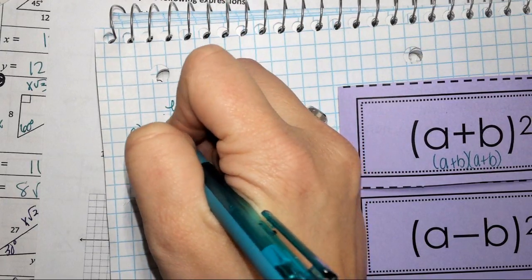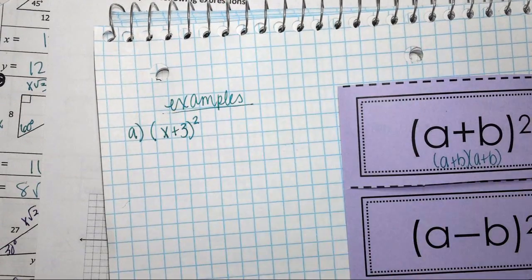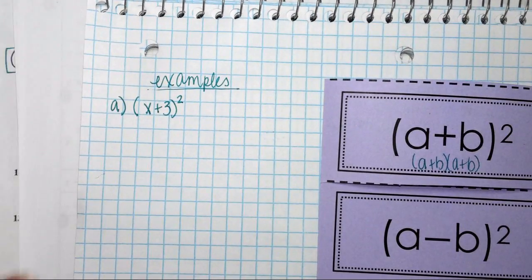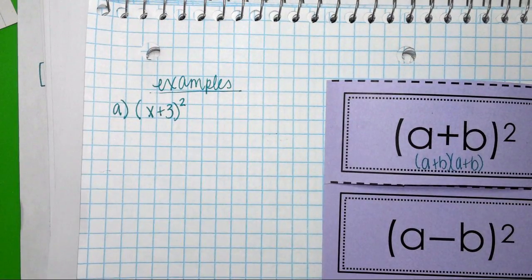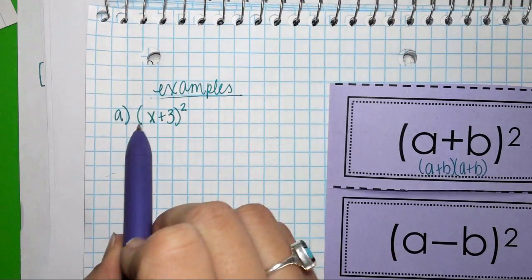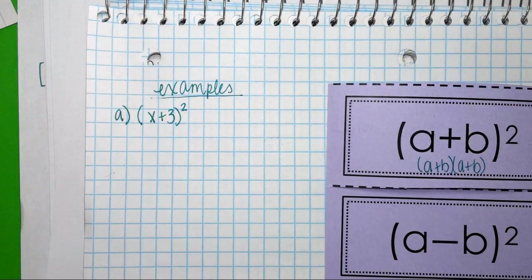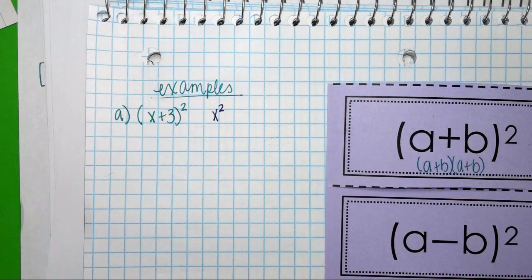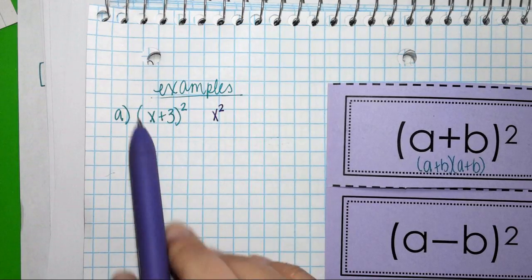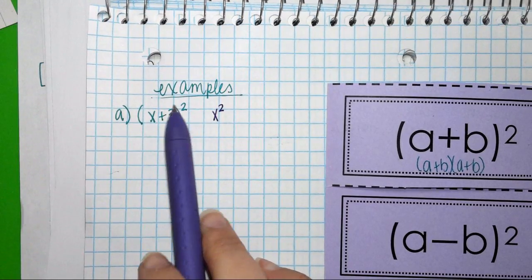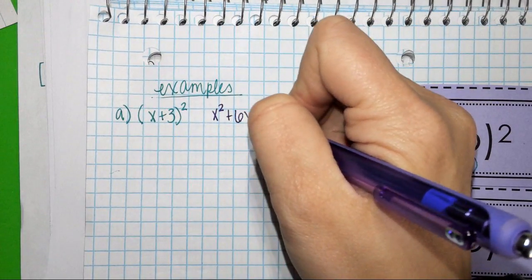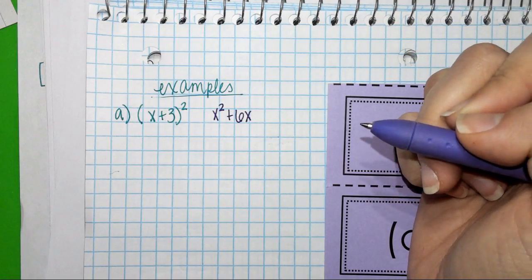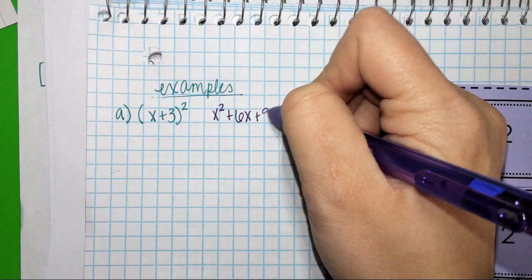Alright, let's start easy peasy lemon squeezy. X plus 3 quantity squared. Alright, so you square the first term, and our first term is x, so if you square x, what do you get? Then you multiply x times 3, and then multiply it by 2. And then you square your last term, and what is 3 squared? Ta-da, you're done.